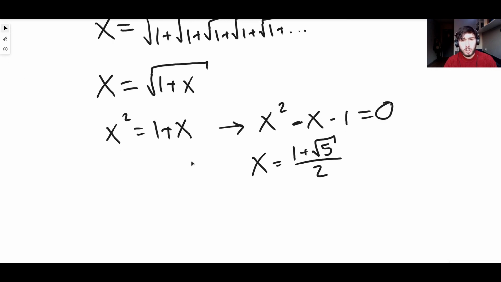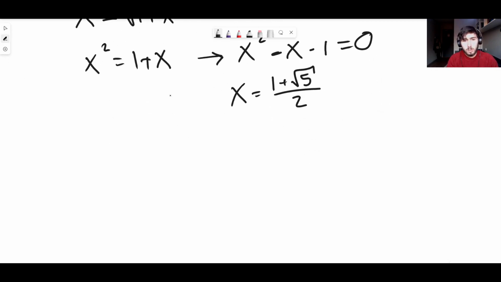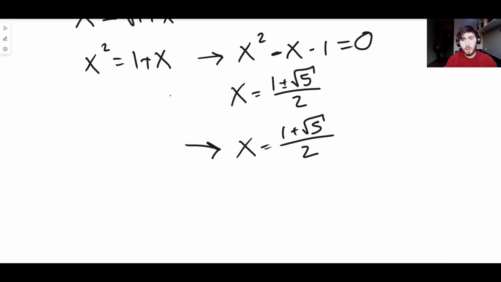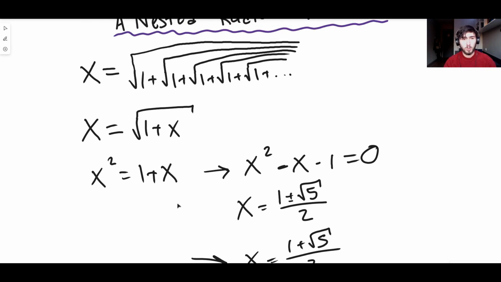And we can say that x is just equal to 1 plus the square root of 5 over 2 only. We only want 1 plus the square root of 5 over 2. The number 1 plus root 5 over 2 happens also to be the golden ratio. So the answer to this problem is actually 1 plus root 5 over 2, which means the square root of 1 plus the square root of 1 plus the square root of 1 plus, etc., is just 1 plus root 5 over 2, which is also the golden ratio. So it's also equal to the golden ratio, which is really cool as well.